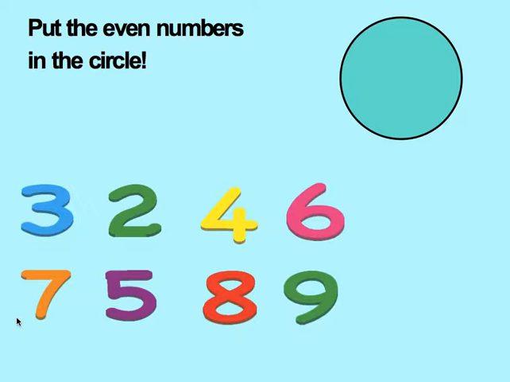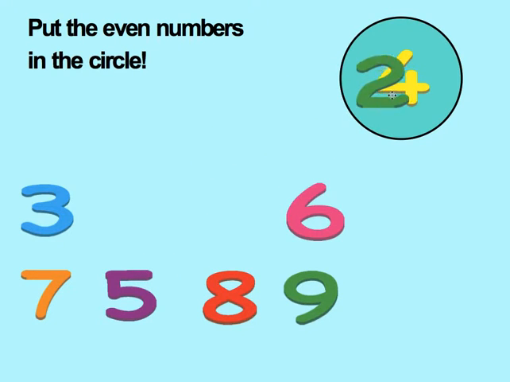For this exercise, the students are to put the even numbers in the blue circle. If they pick the correct number, it will hold. If they pick an incorrect number, it will bounce back. This is to show students the difference between even and odd numbers.